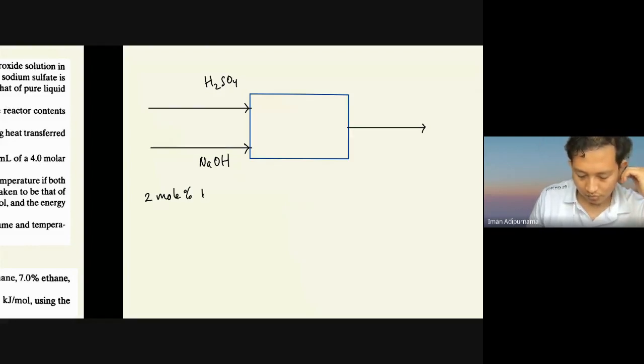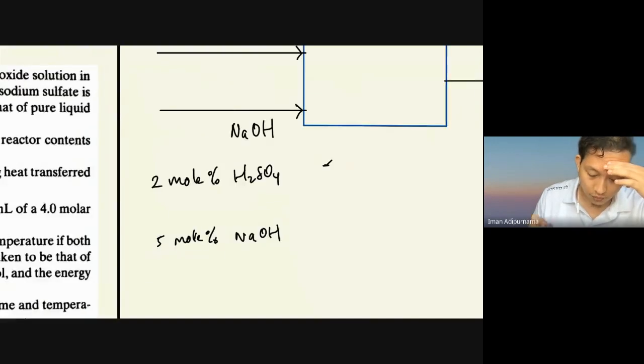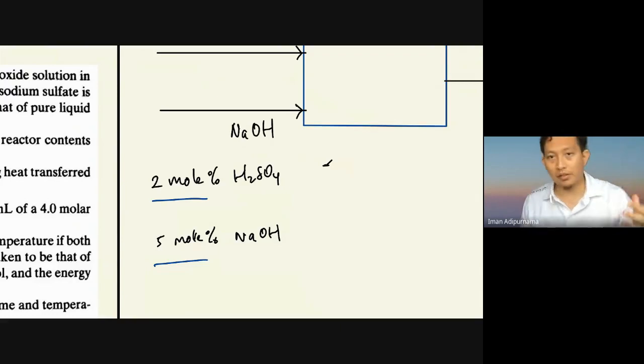2 mole% of the sulfuric acid, right? And then 5 mole% of the sodium hydroxide, or natrium hydroxide, neutralize. Now, if we say we have 2 mole% and 5 mole%, what does it mean?